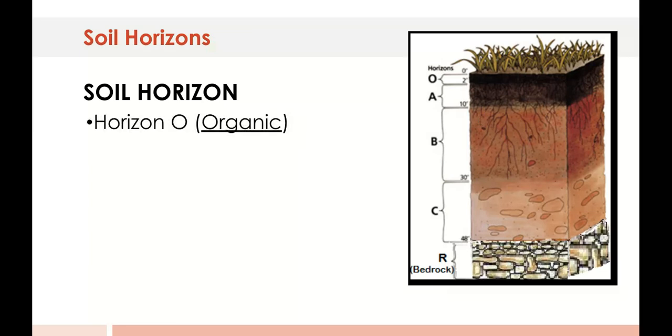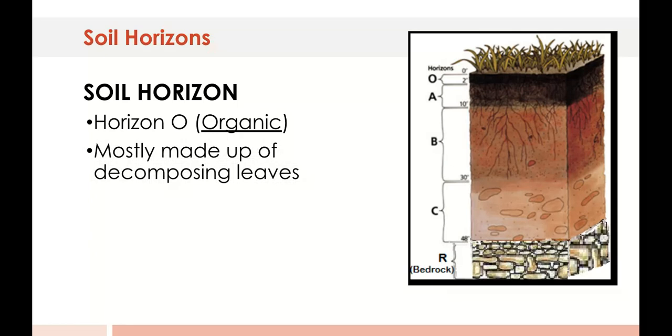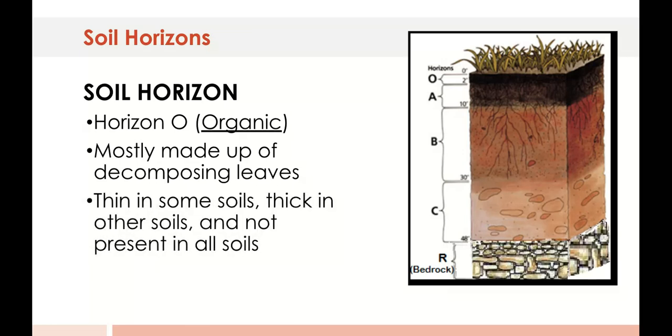Now, just to add on to this, as the soil becomes more developed, we end up with an organic layer. It's usually within the top 2 inches. This is where we will have mostly decomposing leaves and other plant matter. This can be very thin in some soils, maybe even almost non-existent, and it can be very thick in other soils. It's not present in all soils. So if we don't have a lot of organic matter, we won't have an organic layer.